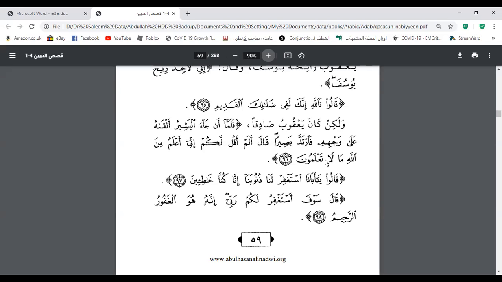But Yaqub alayhi salam was honest. He was truthful. He was telling the truth.